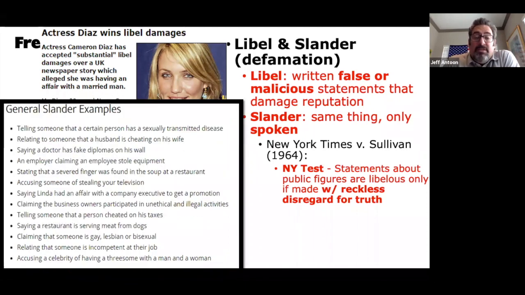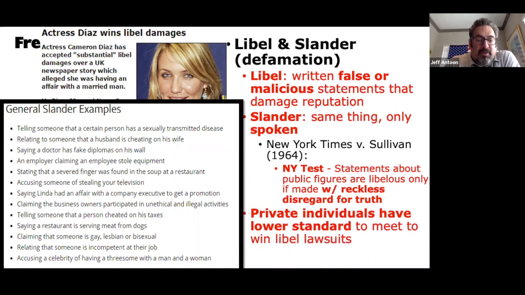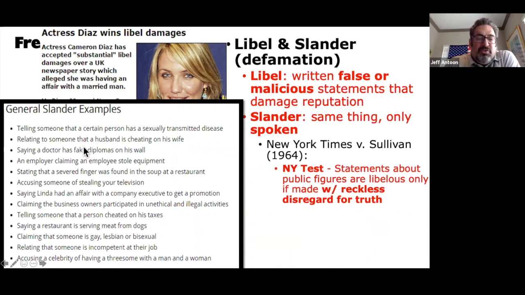There are general ones. Let me see if I have them highlighted. I don't. Let's see. If you say a doctor has fake diplomas on his wall, that is slanderous if you say it. Where's the other one that was really good? Oh, saying a restaurant is serving meat from dogs because there's no dogs in the neighborhood. They keep the meat and they sell the meat. That's another slanderous one. If you write about it, it's libel, but if you say it, it's slander.